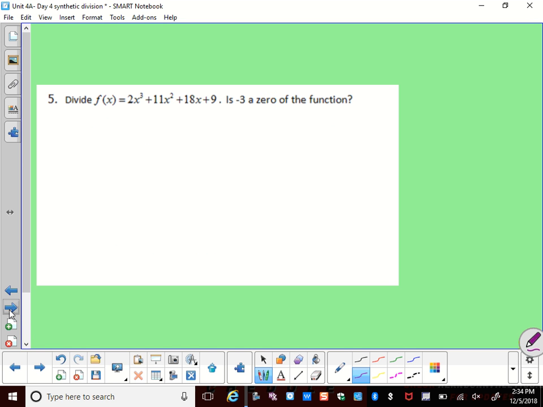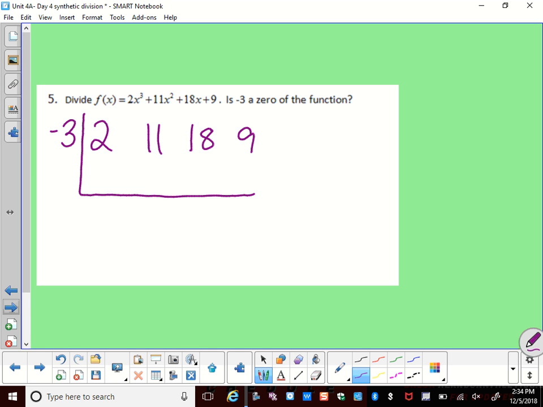All right. This is in standard form, so we're good. What number goes on the outside? Negative 3. On the inside, I have 2, 11, 18, and 9.